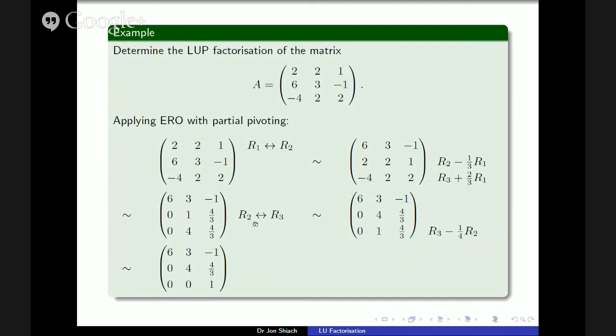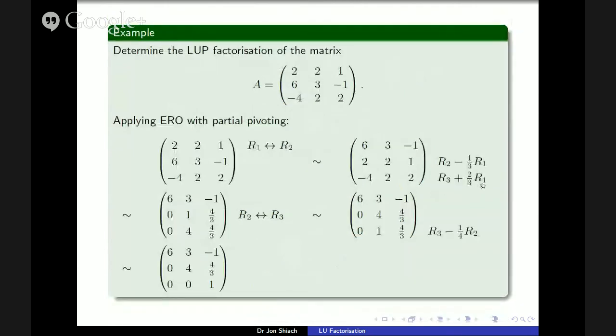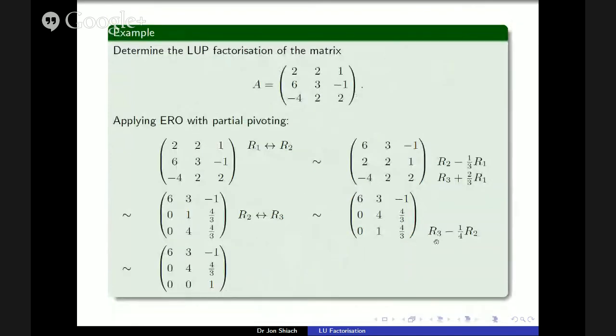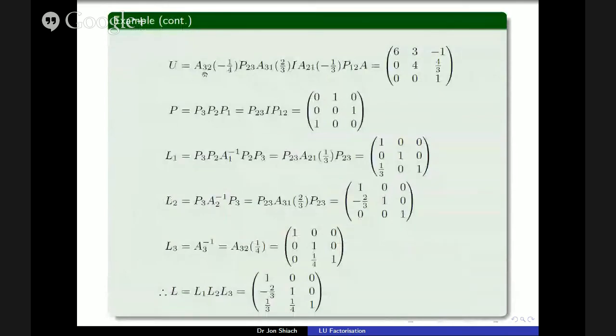The next time we swap, we do 2 and 3. Sorry, we do the A31 of 2/3, then we swap 2 and 3. And the last thing we do is minus a quarter row 2 from row 3. That gives me my U. That's my U there.